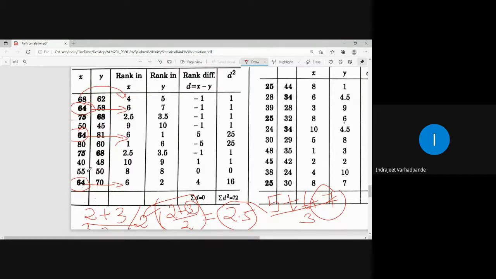55, I think. So the rank has reached 7. 55 will be given rank as 8. Then you have 50. 50 is given rank as 9. And lastly, the lowest number 40 will be given rank as 10.